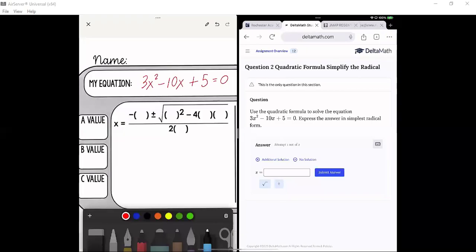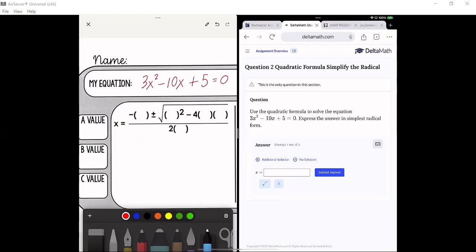Hey guys, Mr. H. I'm going to do another problem using the quadratic formula where they ask us to simplify the radical. Now, this one, please pay attention because there's something that you're going to have to do when you graph it in order to get the simplified form.